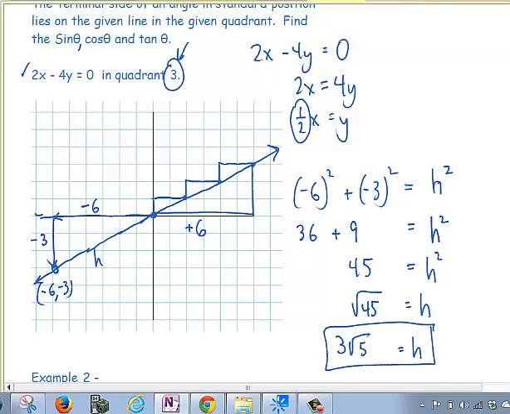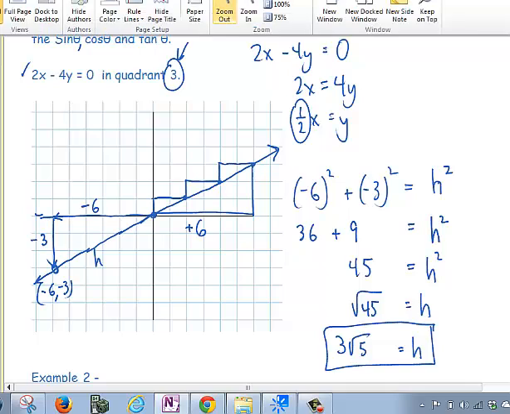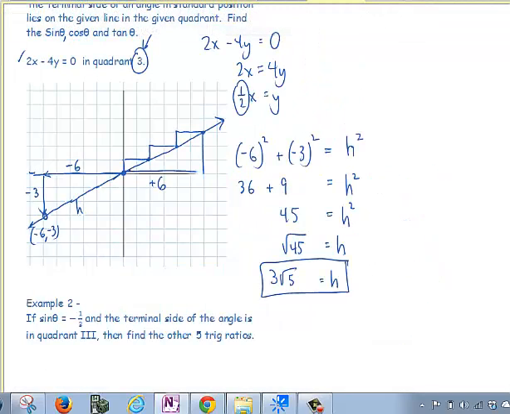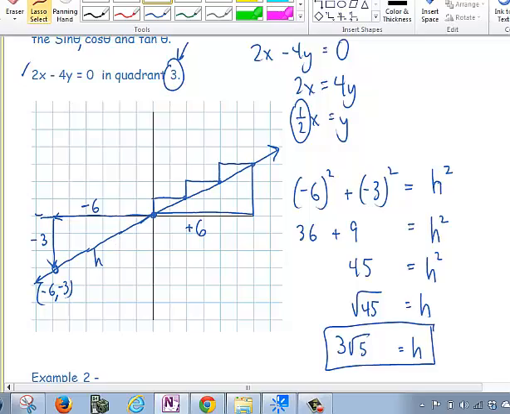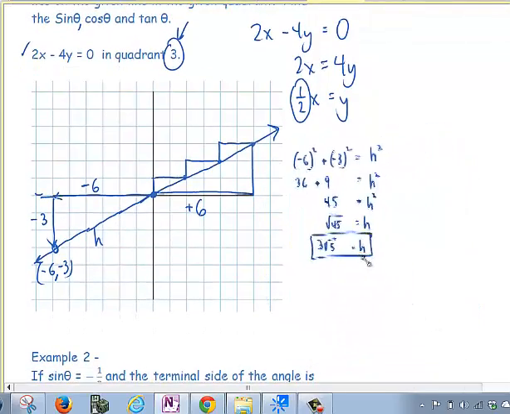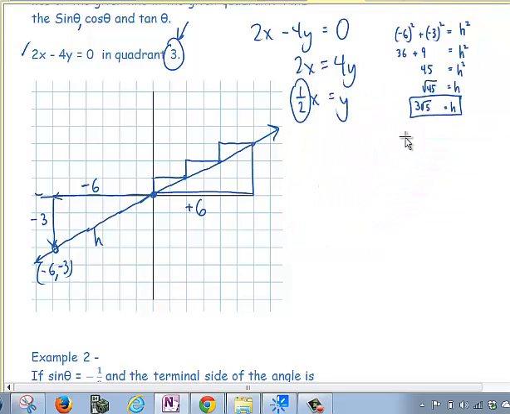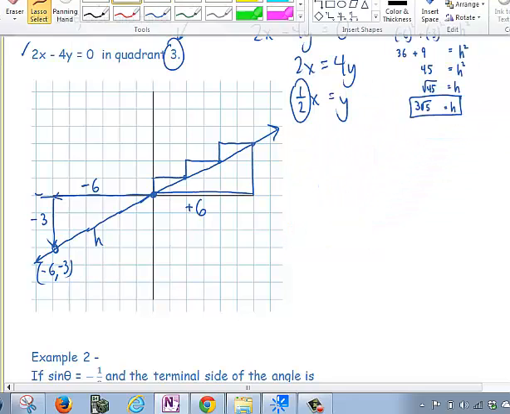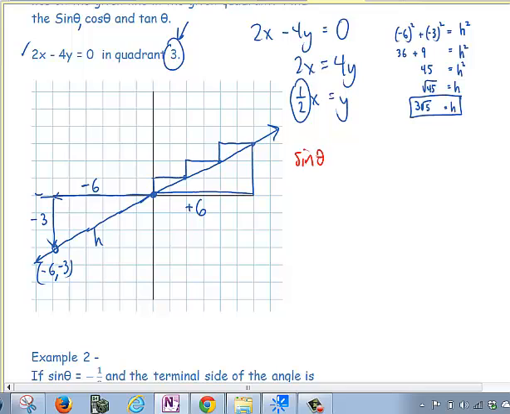And now let's write up our six trig ratios. I'm going to just make that work smaller so it's not in the way. And I'm going to write up my trig ratios. The sine of theta. Remember theta. I'll clear up this so we don't have to see it.